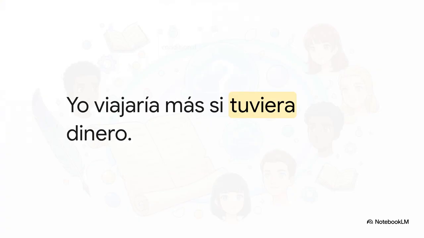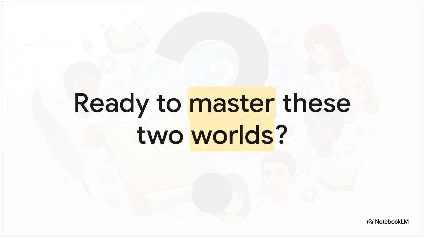The answer is tuviera. Yo viajaría más si tuviera dinero. It honestly doesn't matter if the si clause comes at the very beginning or the very end of the sentence. The pieces fit together perfectly exactly the same way. The condition immediately following si takes the imperfect subjunctive. Every single time. So Leo and Maya close their books, finally feeling like they've cracked the code.